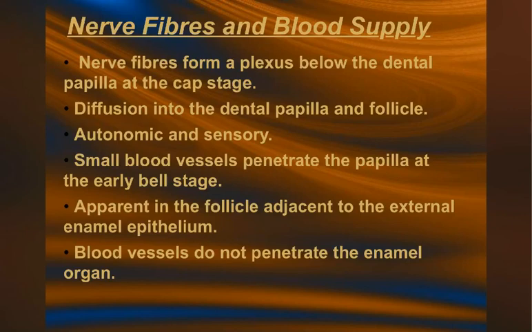Small blood vessels penetrate the papilla at the early bell stage, and are apparent in the follicle adjacent to the external enamel epithelium. But the blood vessels never enter the enamel organ, because it's epithelium, and epithelia are avascular. Blood vessels do not penetrate the enamel organ.